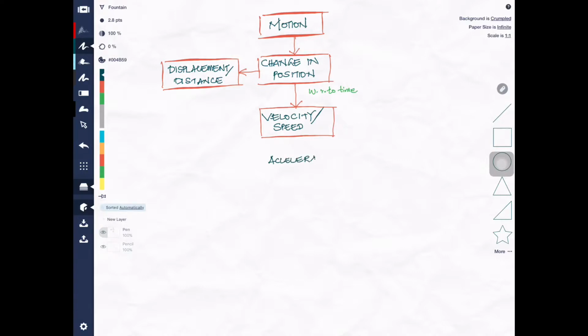When there is a change in velocity with respect to time, we will call that particular object is under acceleration. Acceleration can be positive or negative. If it is a negative acceleration, we will call that a deceleration. So acceleration is change in velocity with respect to time.